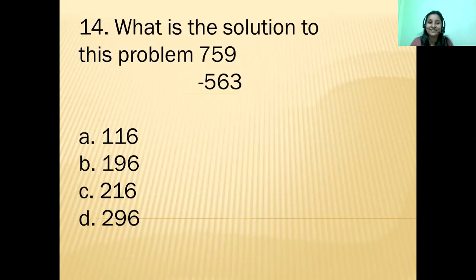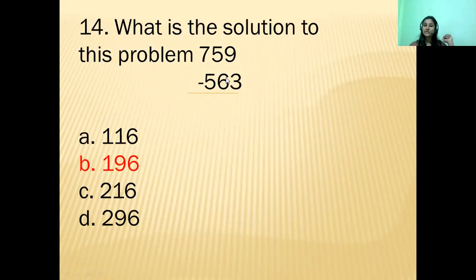Yes, let's check the correct answer. And the correct answer is 196. We will check is it correct or not. 9 minus 3. After 3, count till 9. 4, 5, 6, 7, 8, 9. 6. That means the ones place is 6.